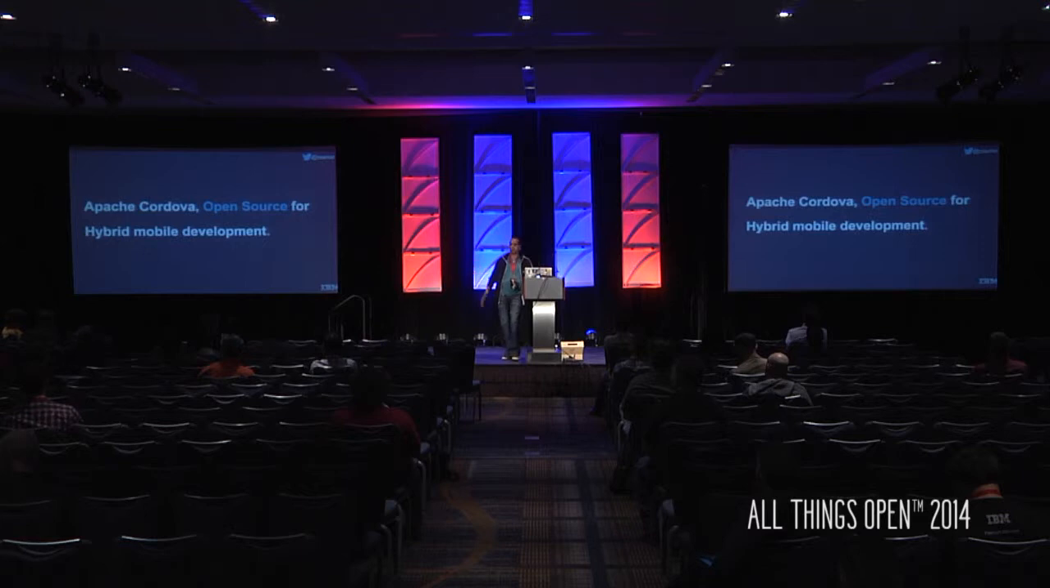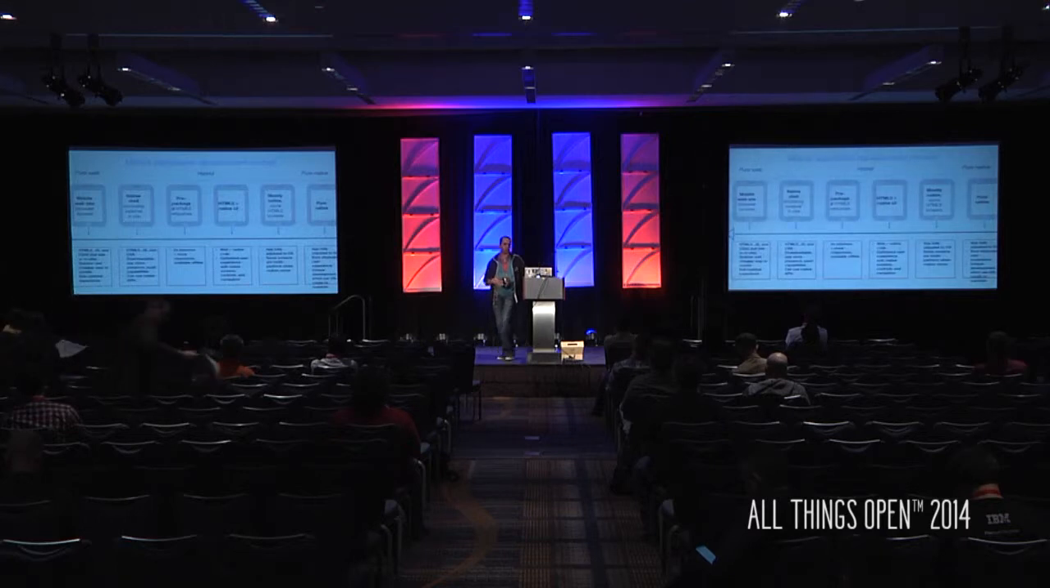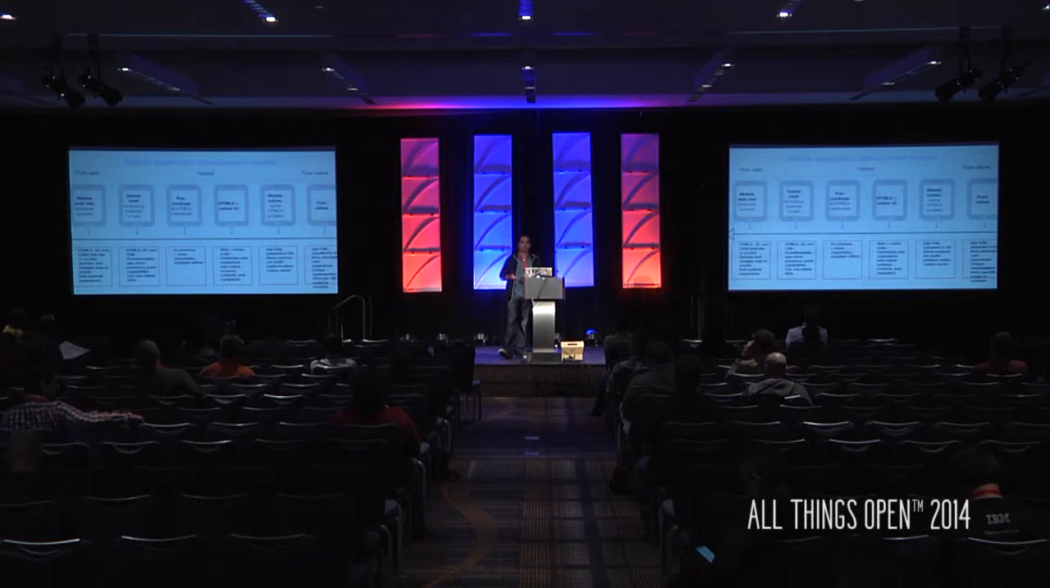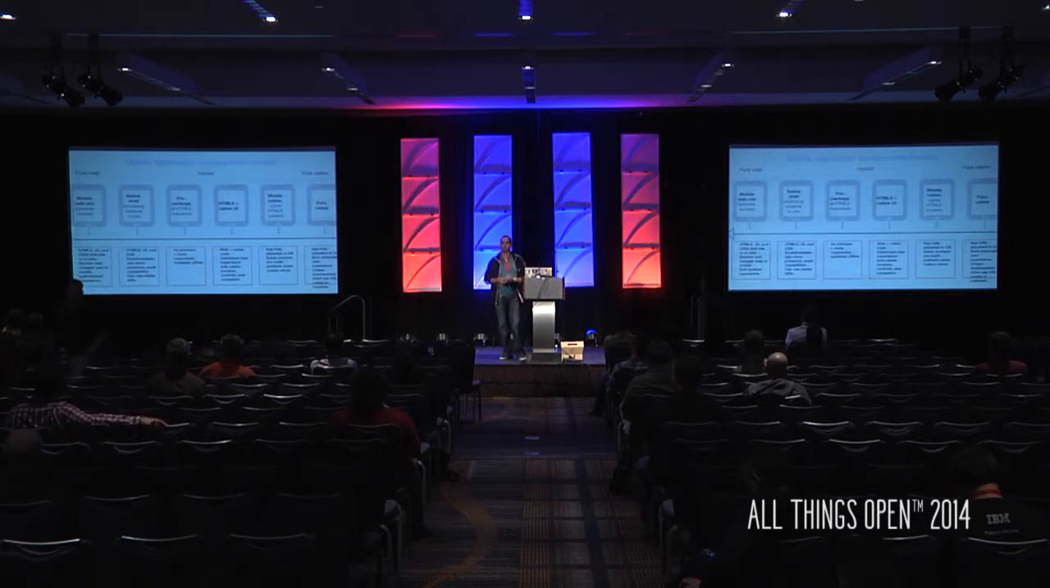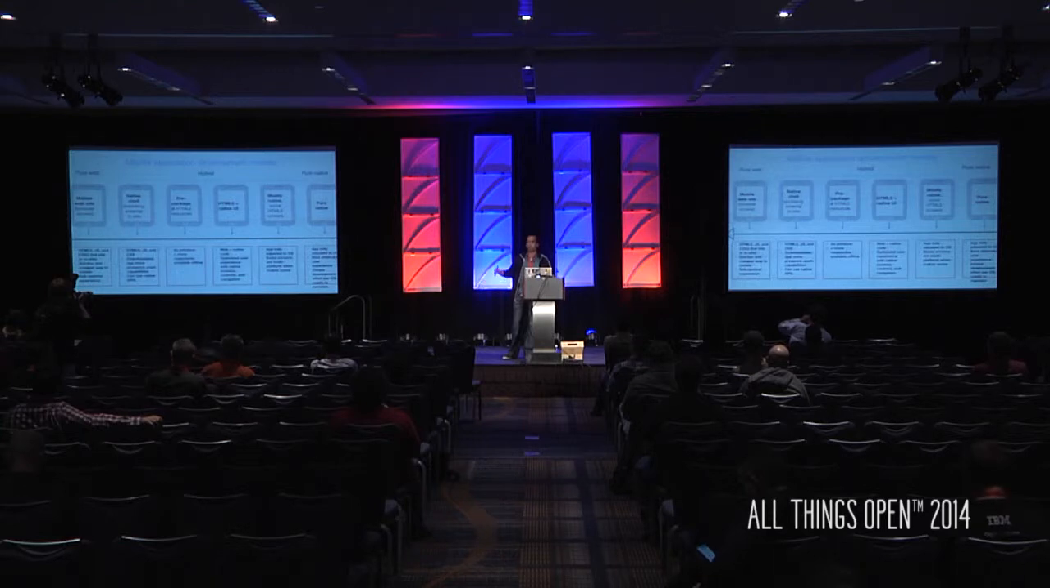For those of you that were not here, Apache Cordova is an open source project to allow you to build hybrid mobile apps. The spectrum of mobile development goes from pure web, which is on the far left, which is just a website. You open your browser on your mobile phone and you get a mobile experience, whatever the browser on the phone can give you. On the other side of the spectrum is pure native.